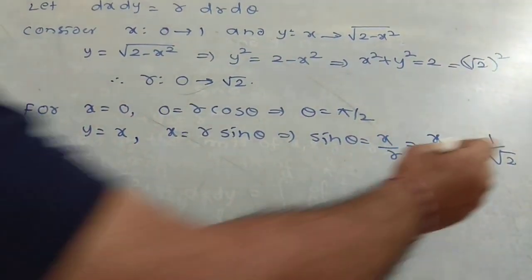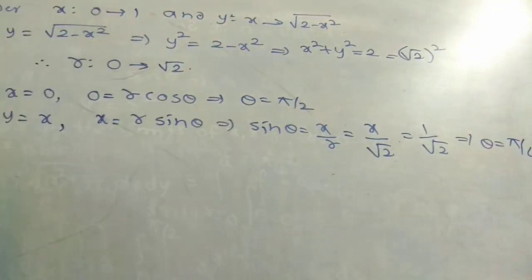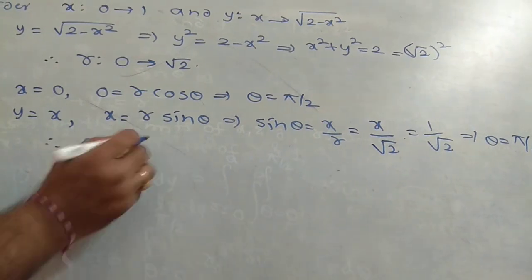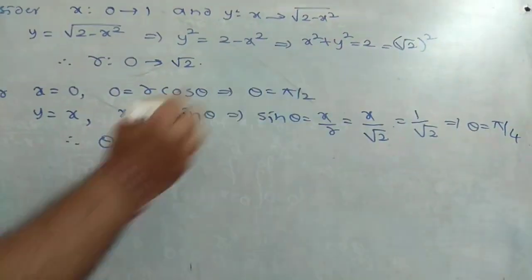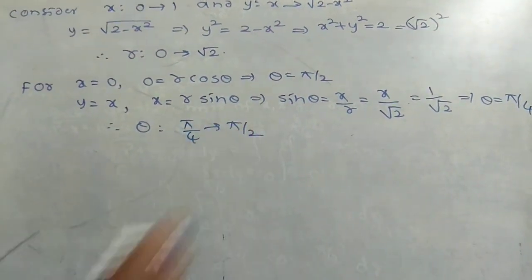Then what about the theta value there? That theta becomes pi by 4, is it not? So finally you are getting the answer. Theta limits are, we have a rule, pi by 2 and pi by 4. In that the lower value is pi by 4 to, here it is pi by 2.